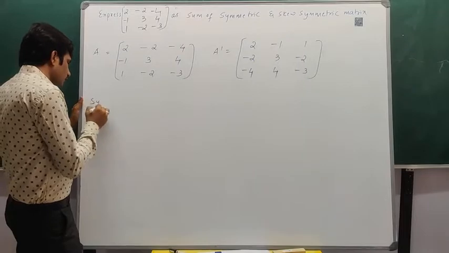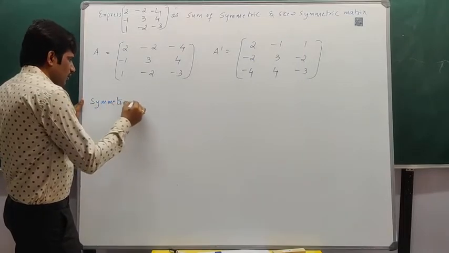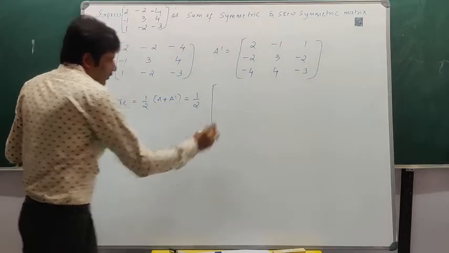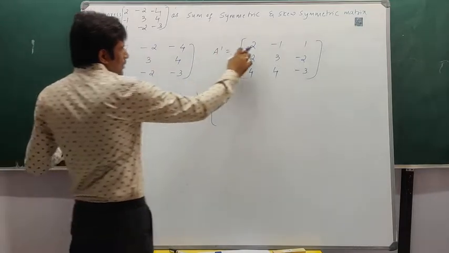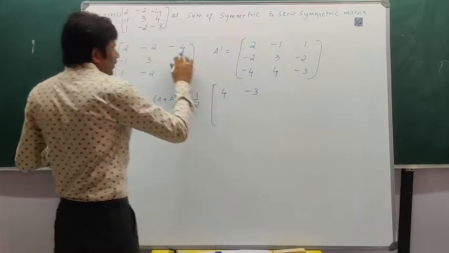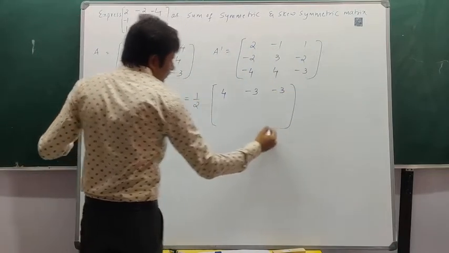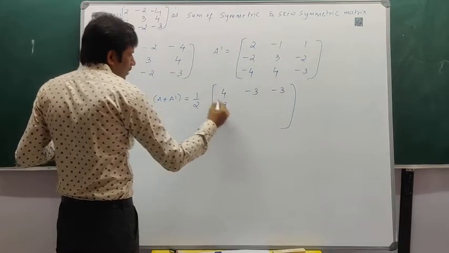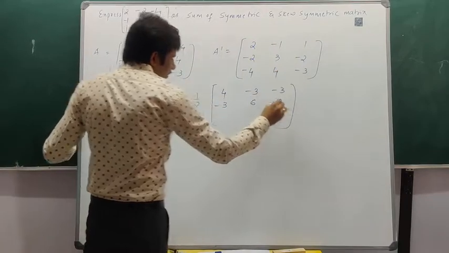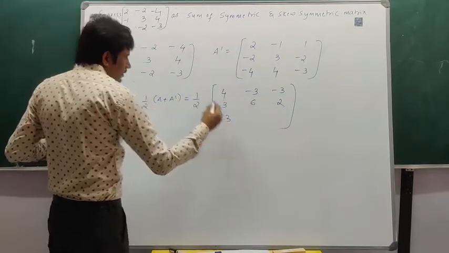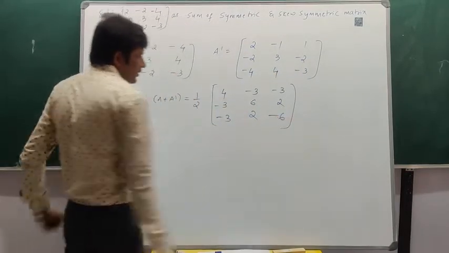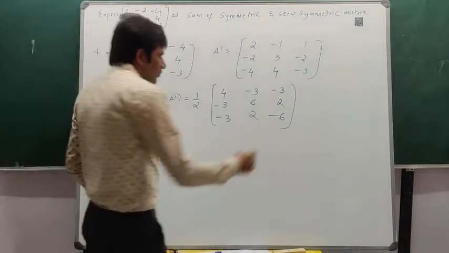Same. Then symmetric part. So what is symmetric? So that is half into bracket A plus A transpose. That is 1 by 2 into. So add these two matrices. So that is 2 plus 2, so that is 4. Right. So minus 2 minus 1 is minus 3, minus 4 plus 1 is minus 3. Right. So minus 1 minus 2 is minus 3. So 3 plus 3, so that is 6. So 4 minus 2, so that is 2. So 1 minus 4 is minus 3, minus 2 plus 4 is 2, minus 3 minus 3 is minus 6. Right. So multiply each element by 1 by 2.